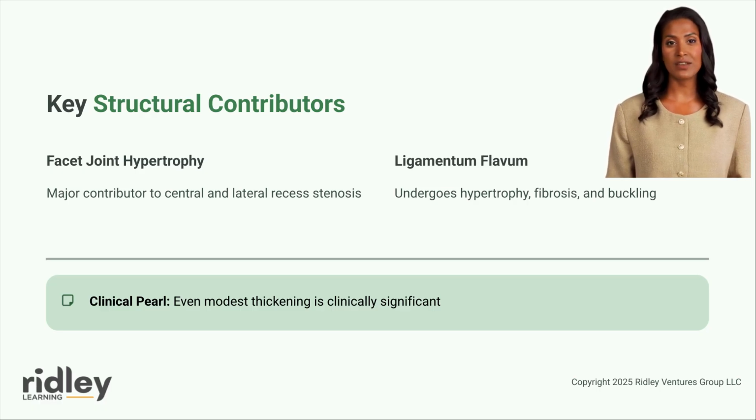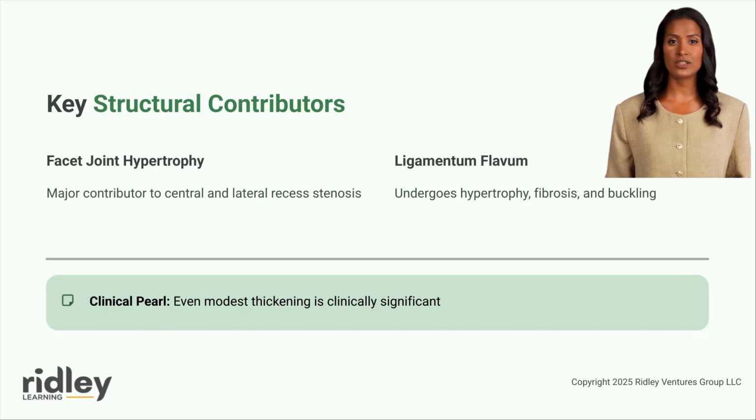The ligamentum flavum, which forms the posterior boundary of the spinal canal, undergoes both hypertrophy and buckling as part of the degenerative cascade. Histological studies have demonstrated that the ligamentum flavum in stenosis patients shows increased collagen deposition, decreased elastin content, and fibrosis compared to age-matched controls.